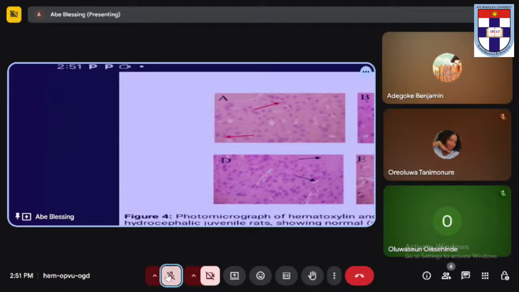The control group showed numerous healthy oligodendrocytes compared to the hydrocephalic group, which had more degenerated neurons, and even vacuolated neurons were also seen in the animals given higher doses of kaolin.